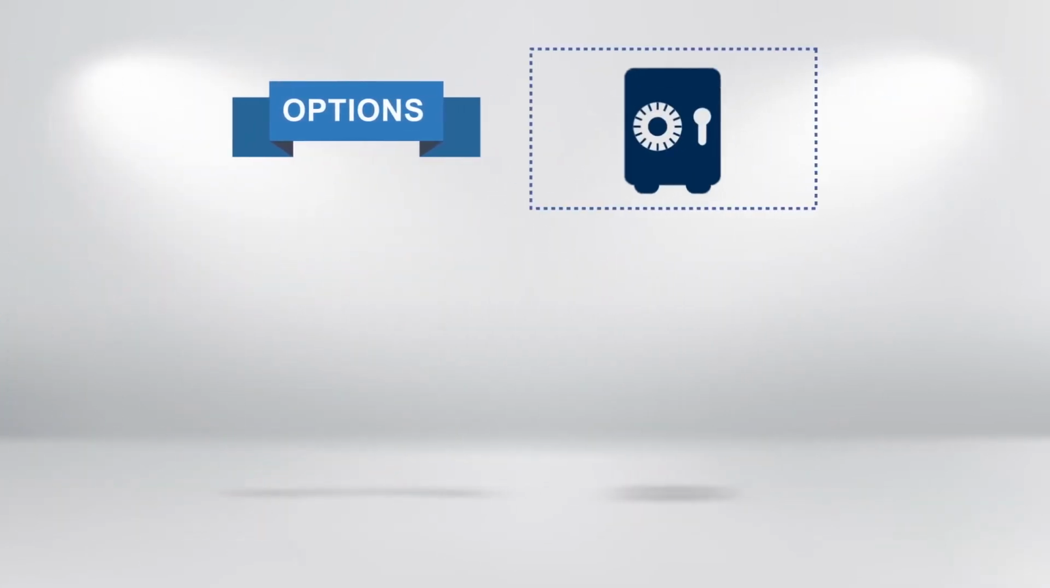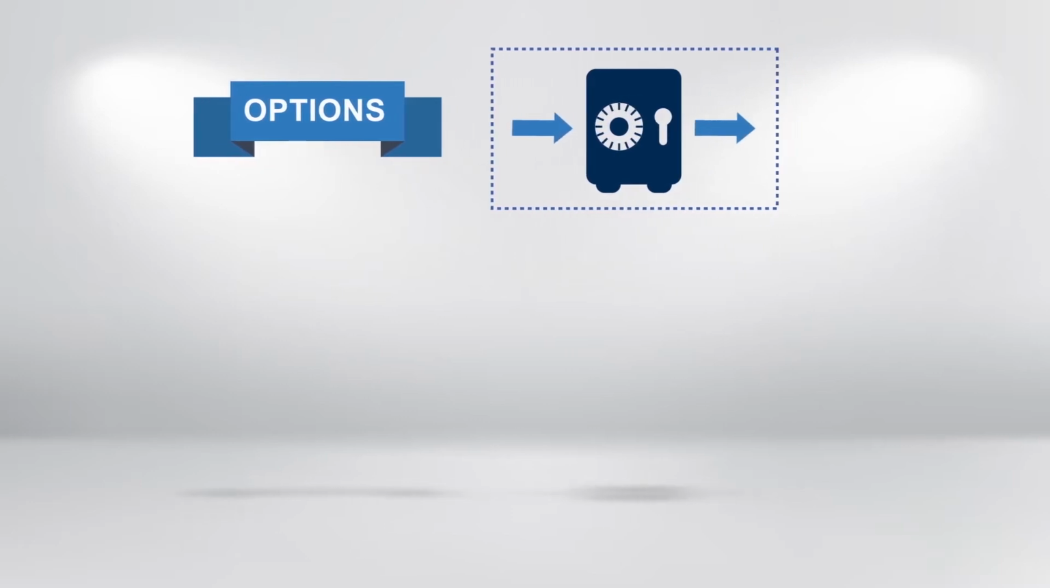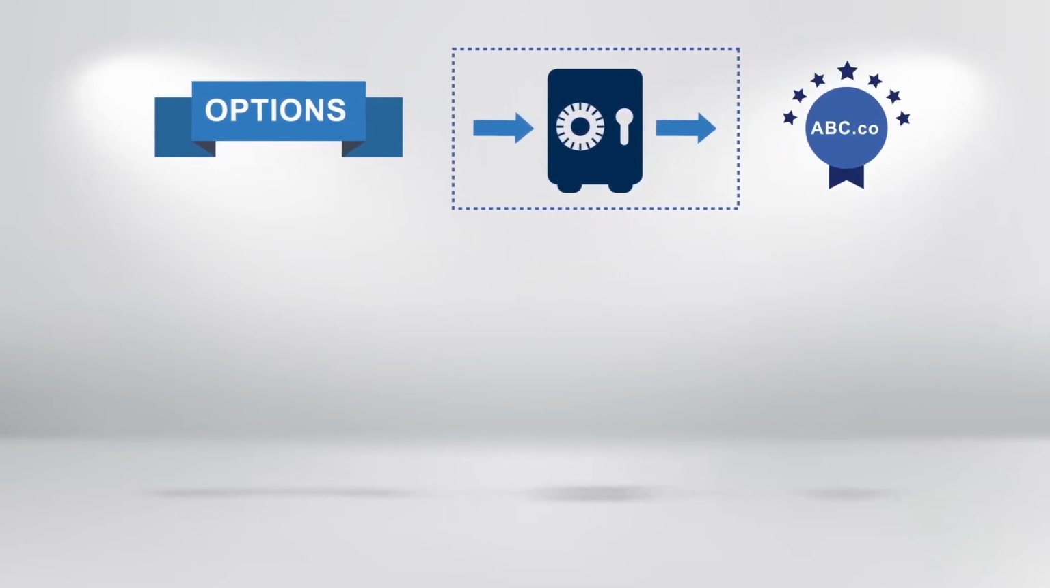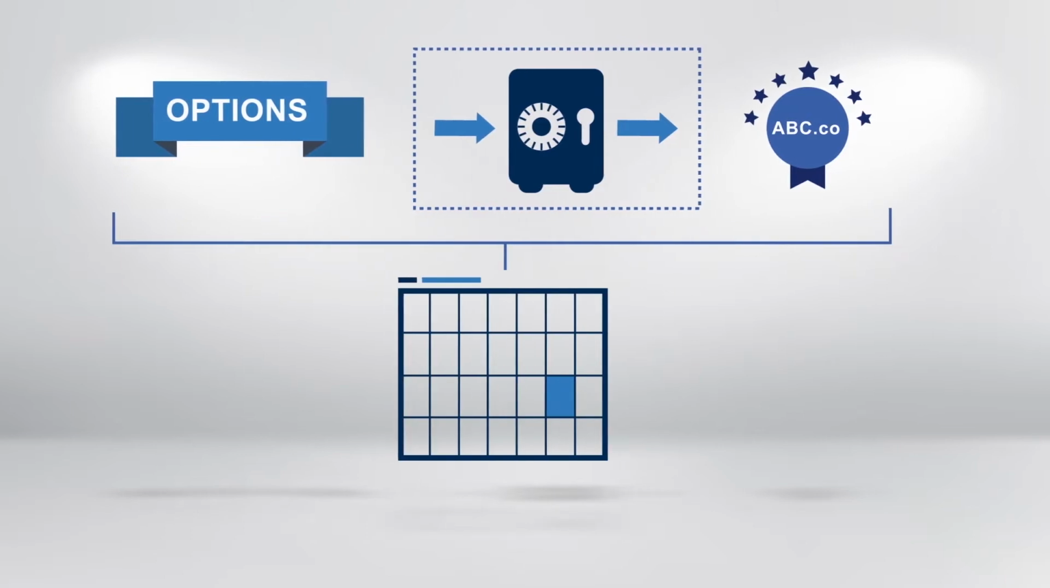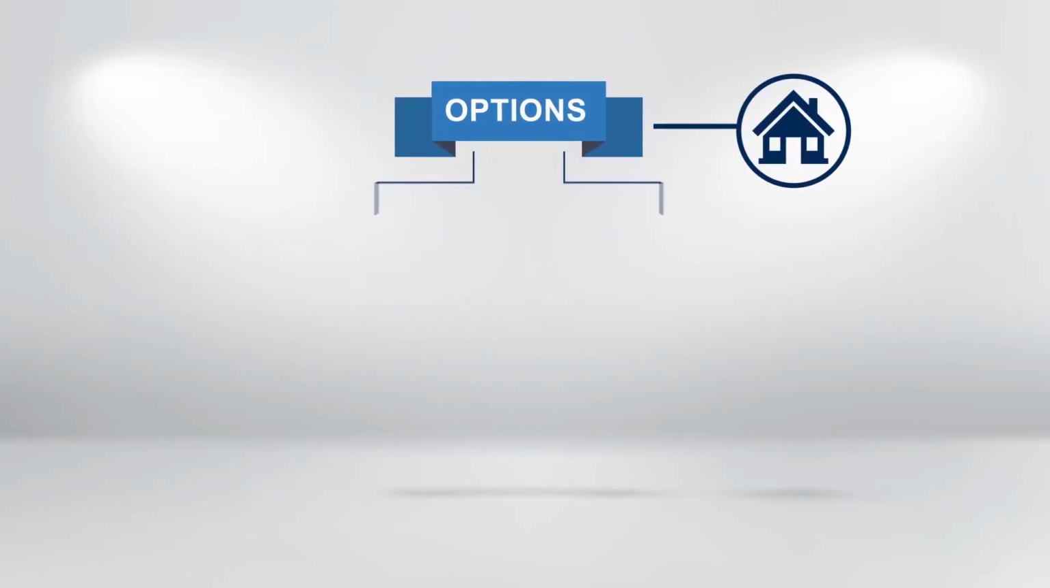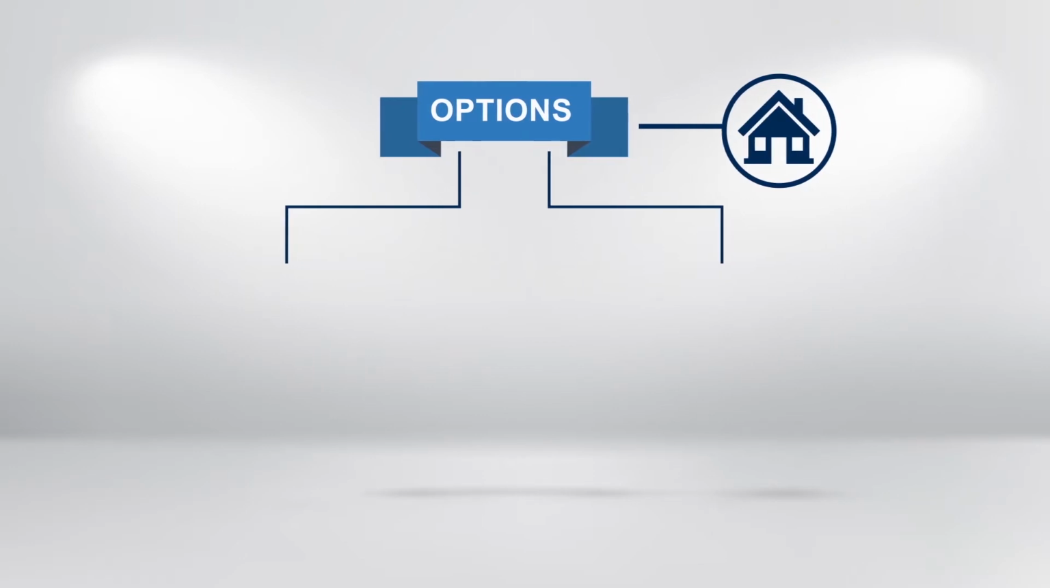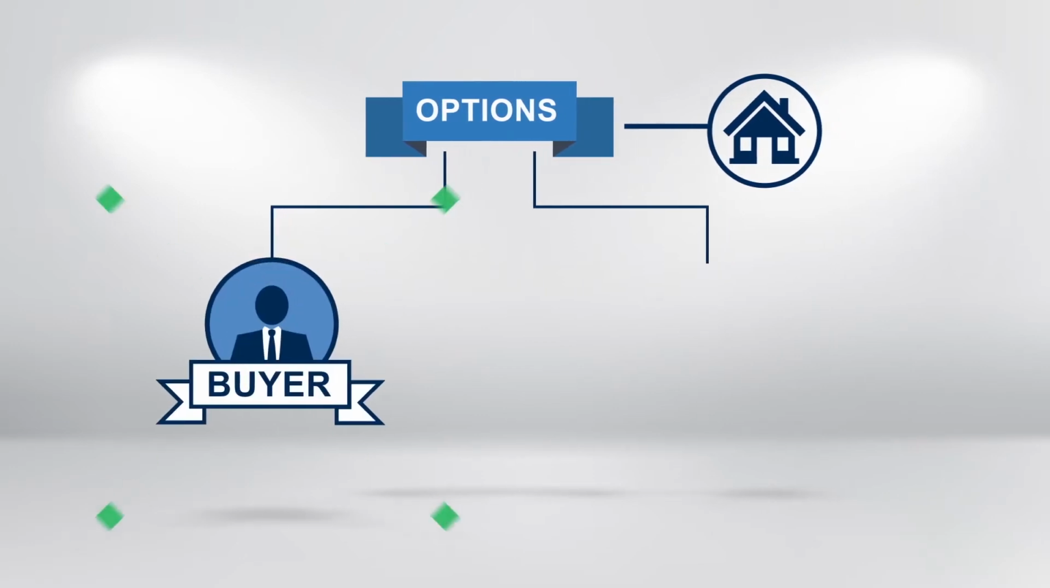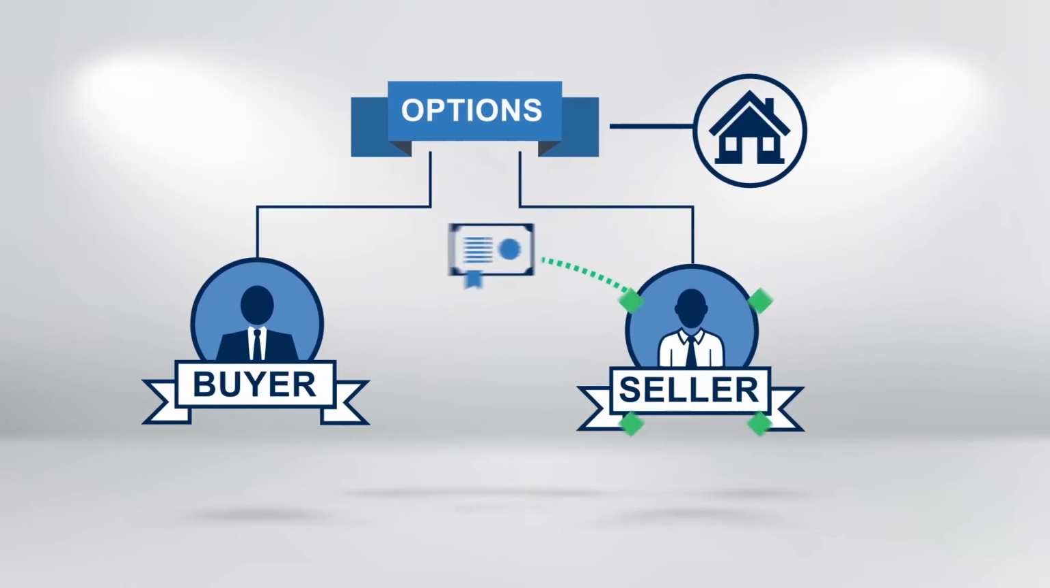An option is a binding agreement that allows you to buy or sell a specific financial instrument, such as a stock, at some point in the future. Just like an insurance policy, there are two sides in the options contract: a buyer, the policy owner, and a seller, the policy issuer.